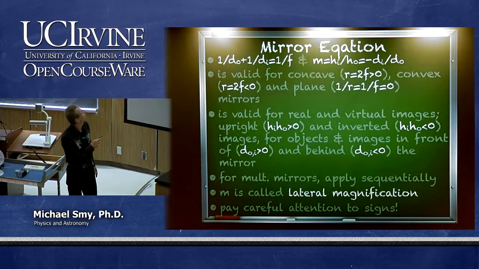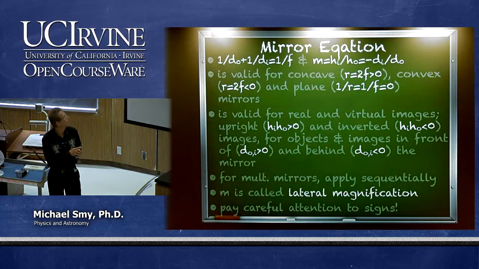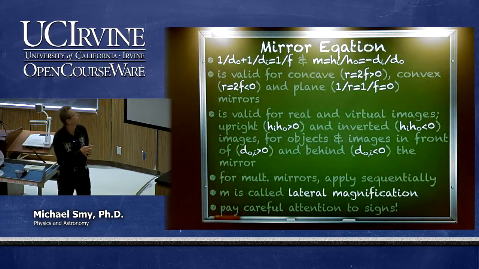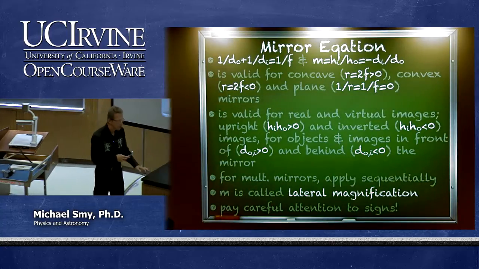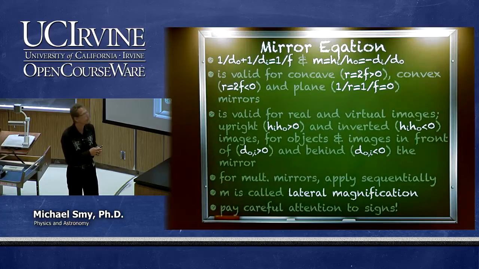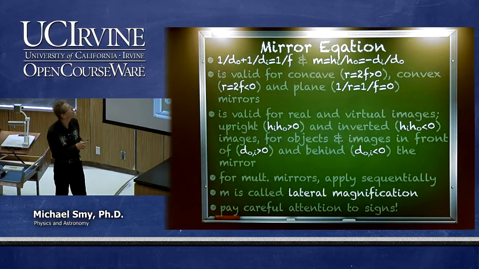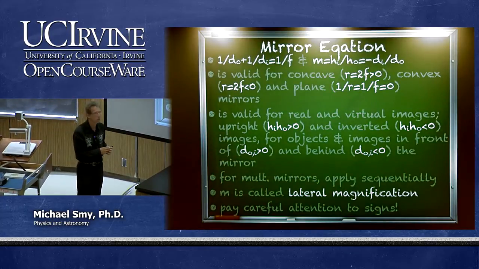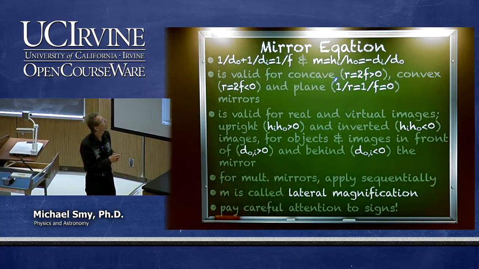And just as a reminder, the mirror equation relates the distance of the object to the mirror, which is called dO, the distance of the image to the mirror, and the focal length of the mirror. And the focal length, therefore, is the one all-important mirror parameter that you need to know. And it is given by the radius of curvature divided by 2.